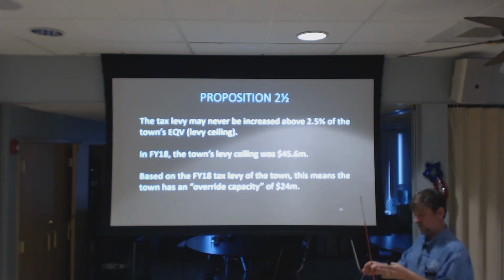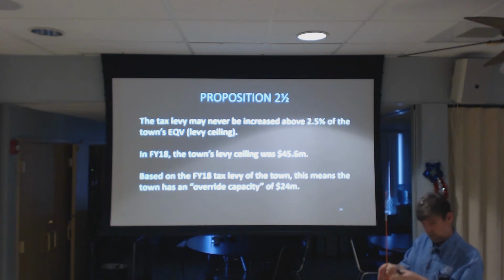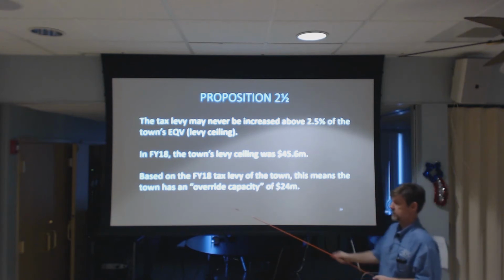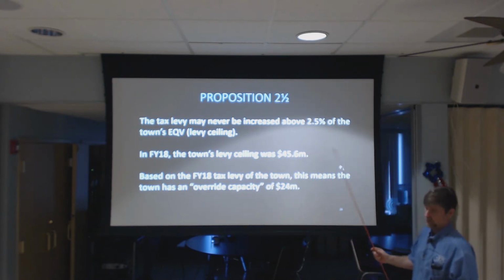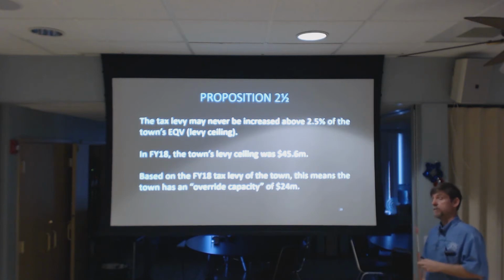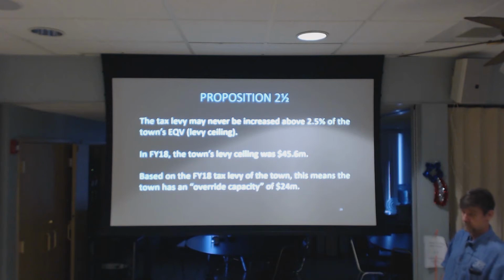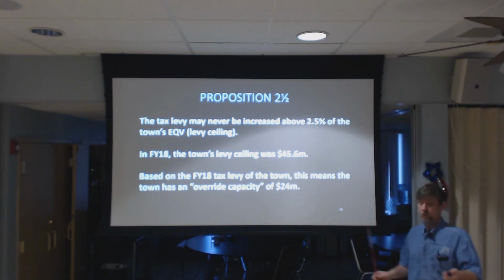The difference between what our levy limit is, what we currently tax people at, and what the levy ceiling is referred to as the town's override capacity. And our override capacity in Rehoboth is around $24 million. So that means that we could have an override. We could theoretically have an override for $24 million.